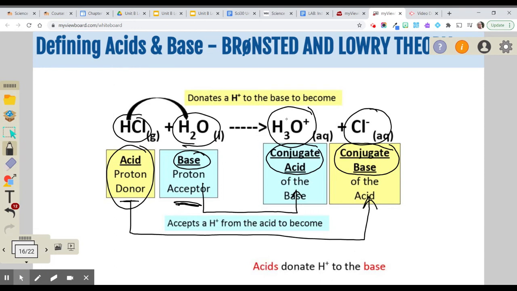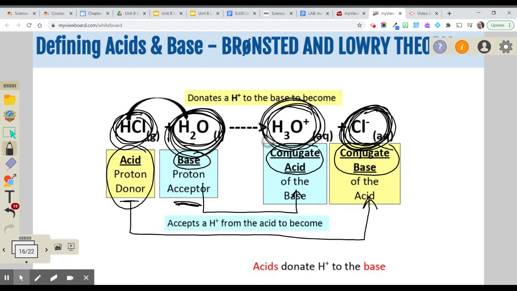If you take a close look here, the only difference between this conjugate base and the acid is the hydrogen atom. The proton is gone. The only difference between our base here and our conjugate acid is that a proton has been added.